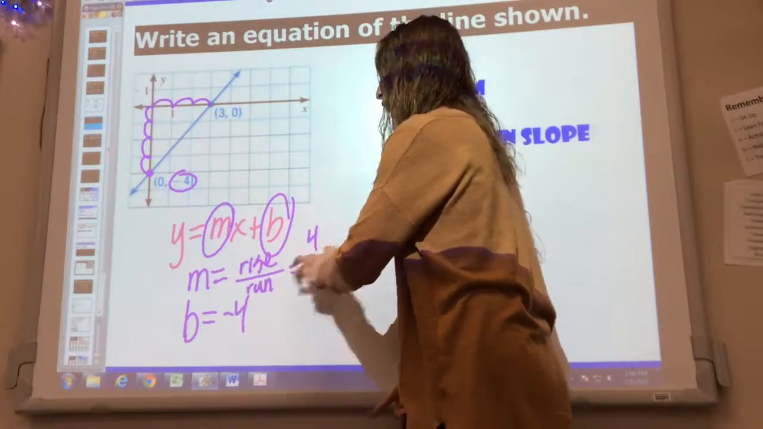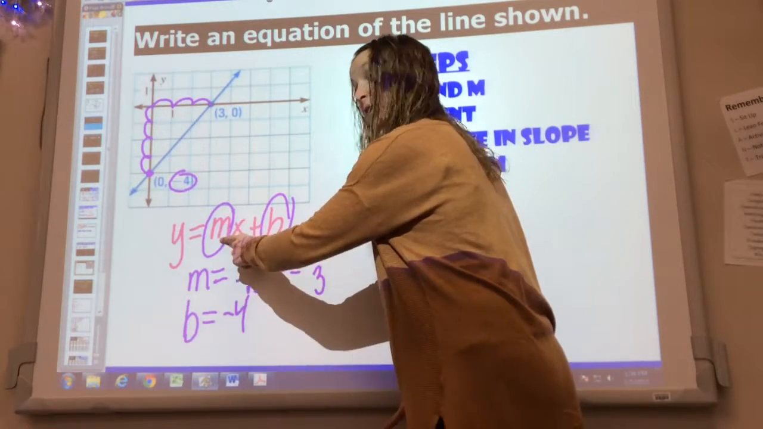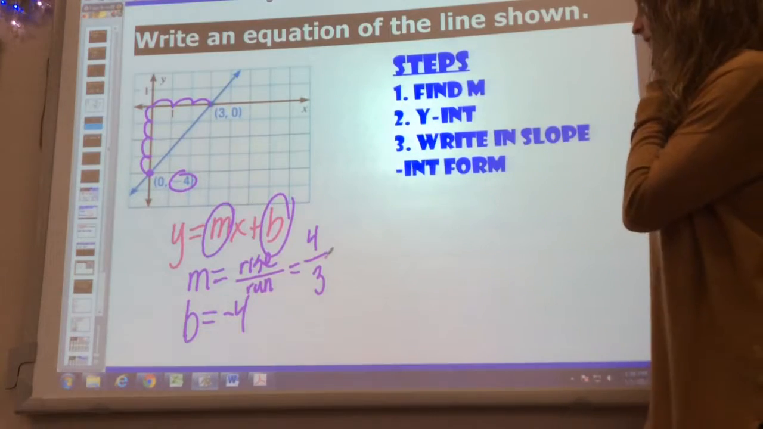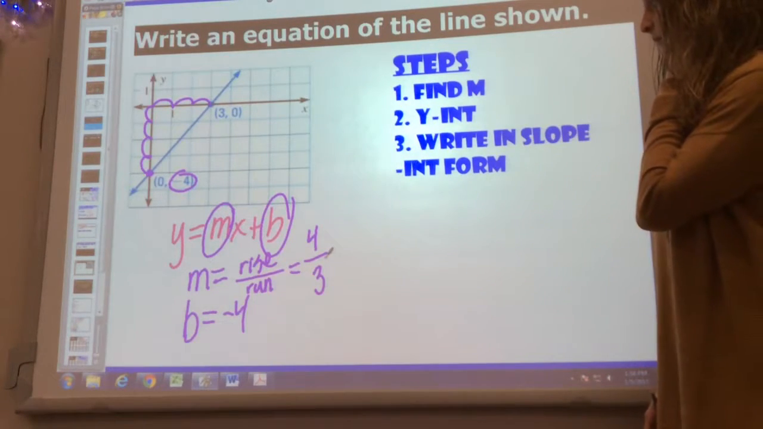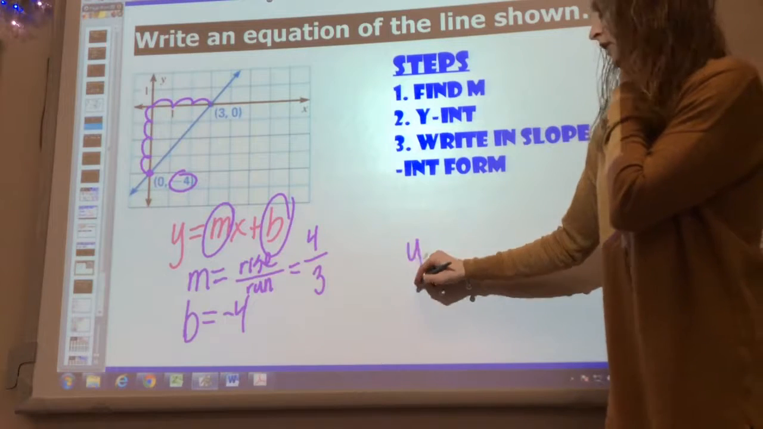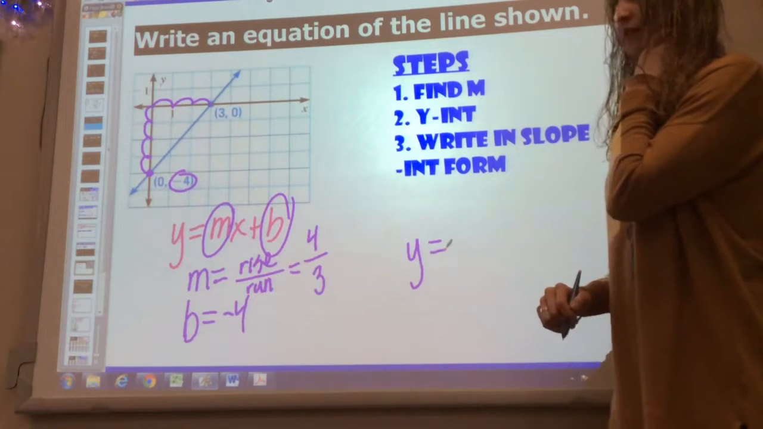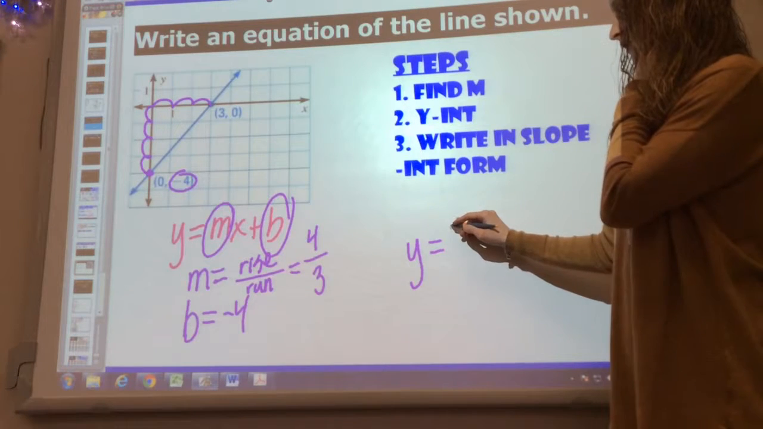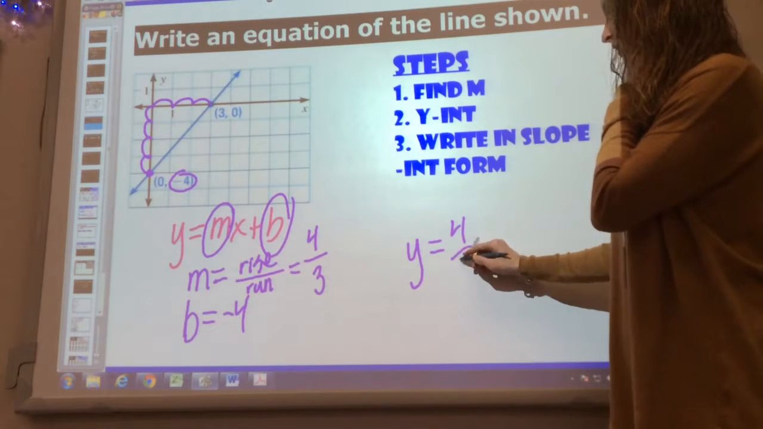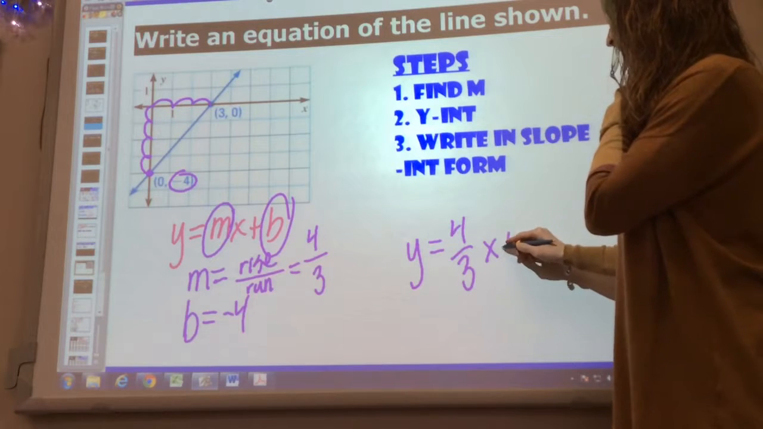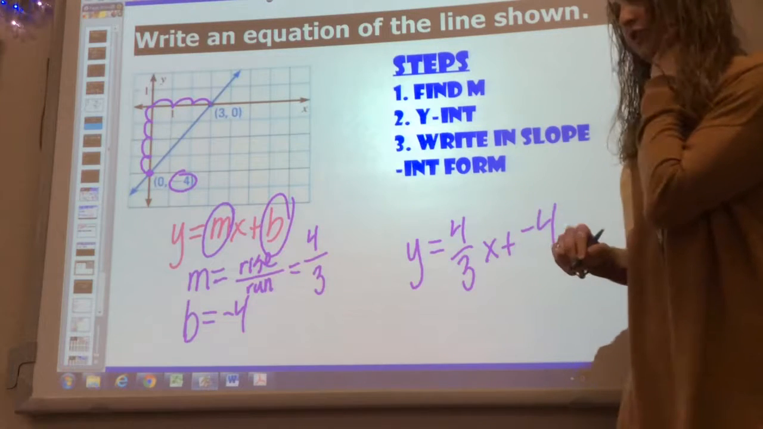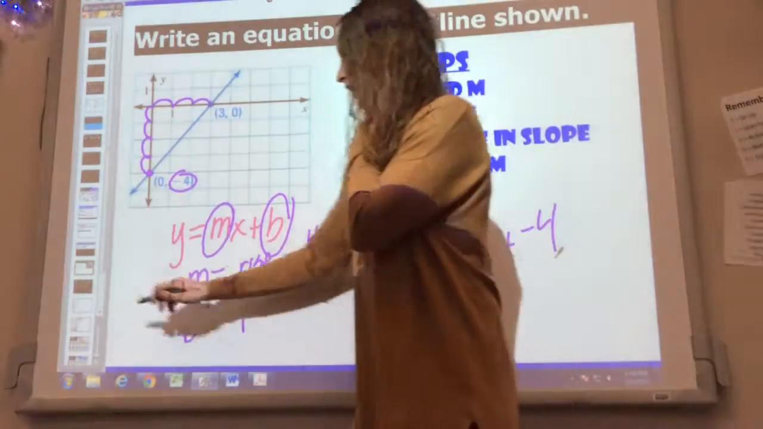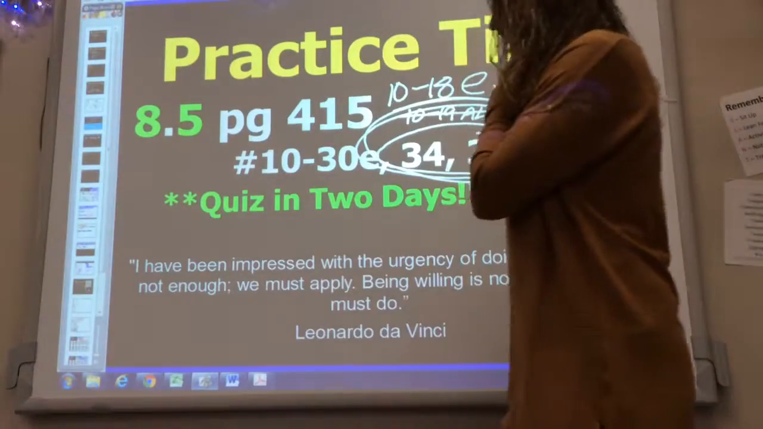Now that we know the slope and now that we know the y-intercept, can we write our equation? All right, let's do that, please. What'd you guys get? I got y equals 4/3 x plus negative 4. Do you agree with that, Jude? Yeah. Great job.